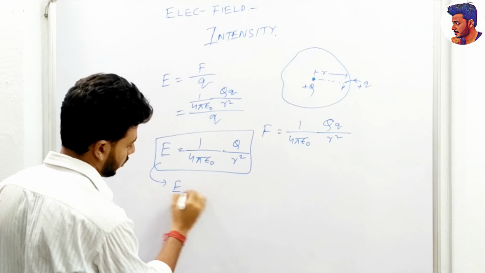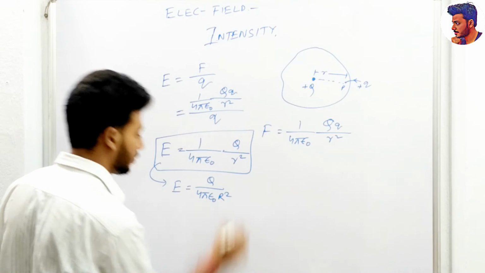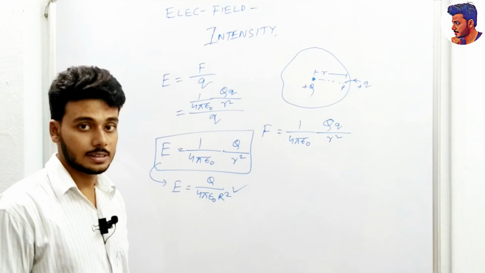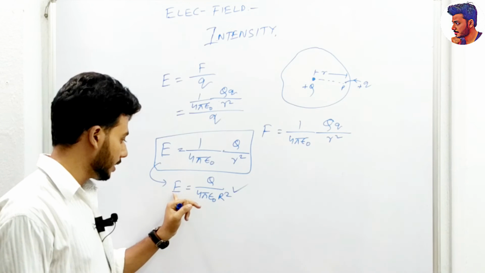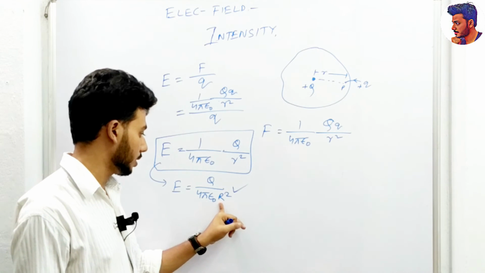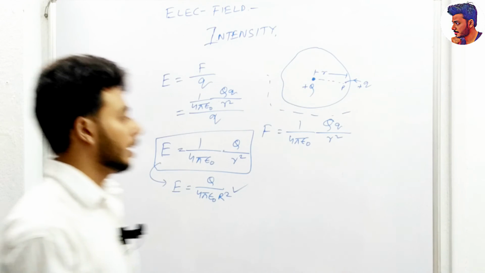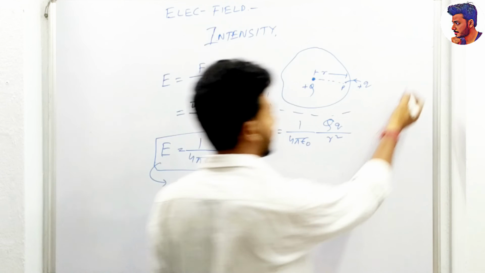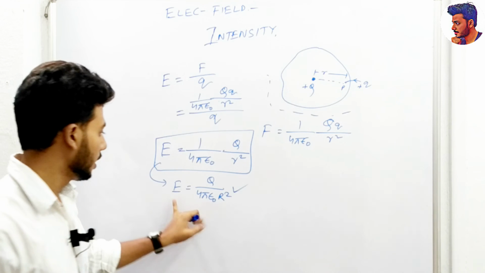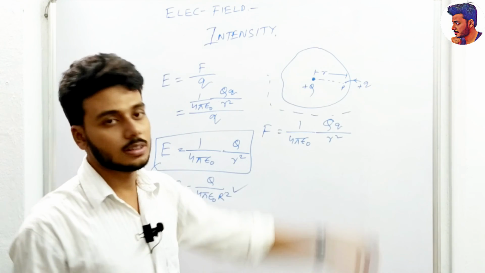To be more general, that is Q by 4 pi epsilon 0 times R square. This is the generalized form of the magnitude of the electric field intensity. You can easily see the electric field intensity magnitude falls off as 1 over R square. So by the mathematics, the range of the electric field is infinite. If you put a charge very far from the source charge, the electric field intensity falls off as R square, and so it will be almost zero.